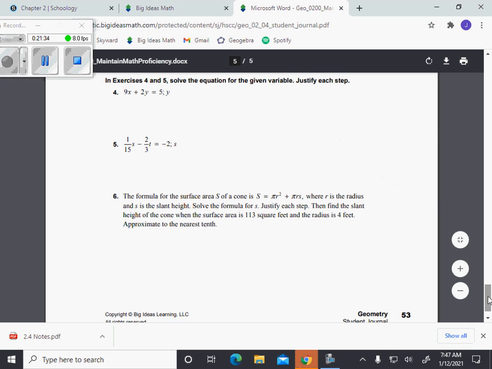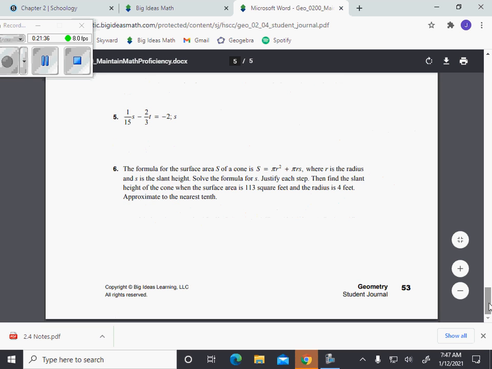Number 6, we have this big formula, where r is radius and s is the slant height. Solve the formula for s. Justify each step. Okay, I'm going to do that. I have S equals pi r squared plus pi rs. Solve for this little s over here.